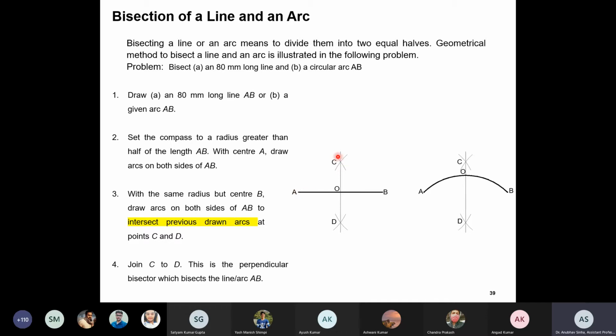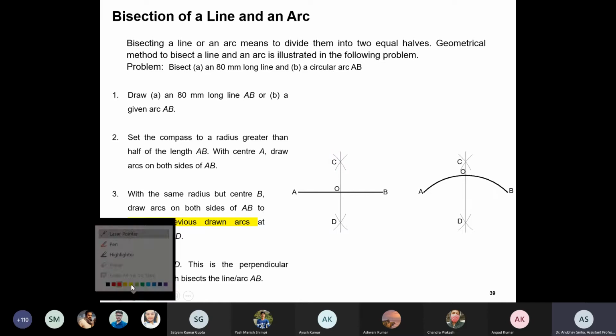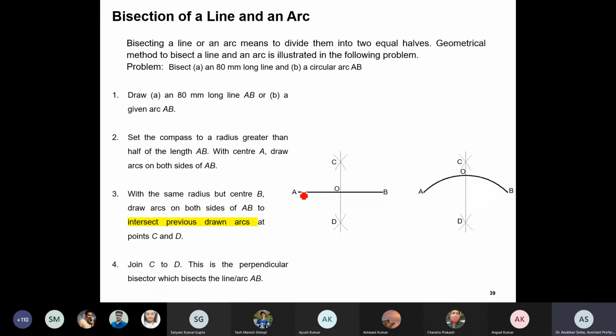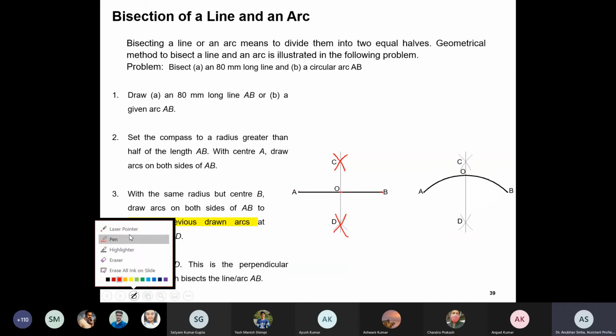From A, you cut an arc like this, on top and bottom. Similarly, place the compass again on B and cut an arc on top and bottom. And if you join those, that will be the perpendicular line. That will bisect it into two parts. So AO will be equal to OB, as you can see here.